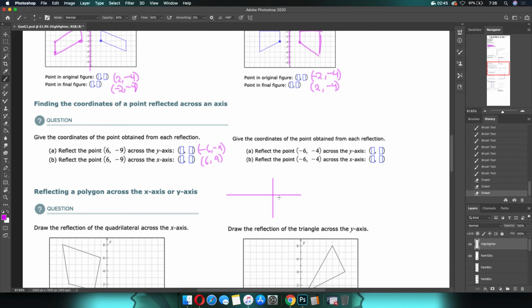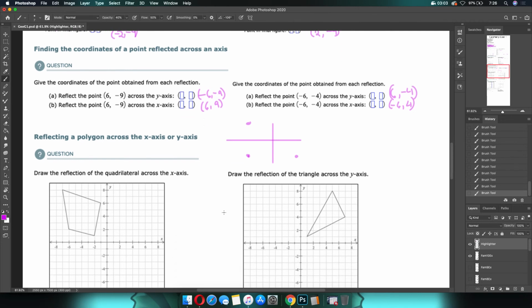Now, if we have a new problem, it's -6, -4. Flip across the y-axis. It will be 6, -4. All right. And then what if we take it and flip it over the x-axis? It will be -6, 4. So visually setting it up that way made it a lot easier.